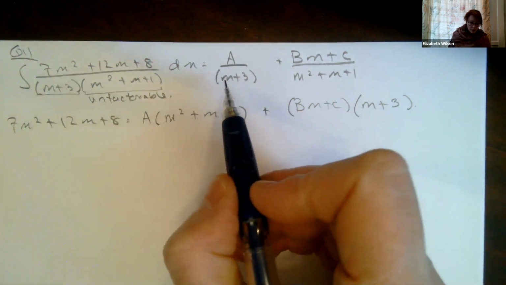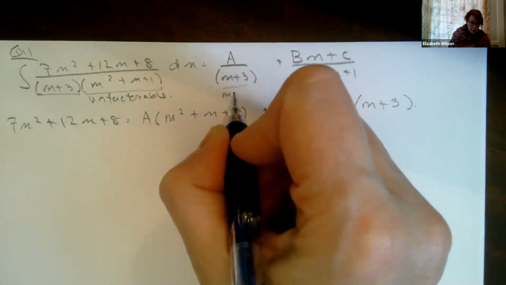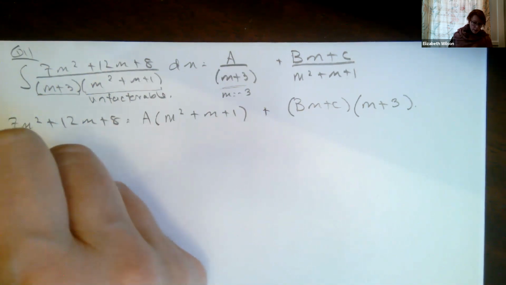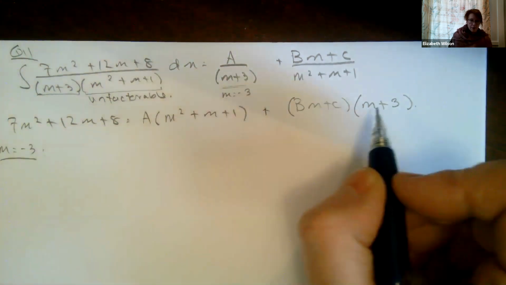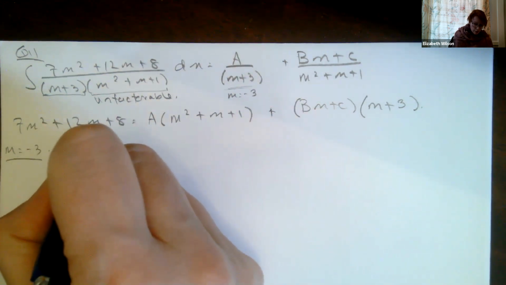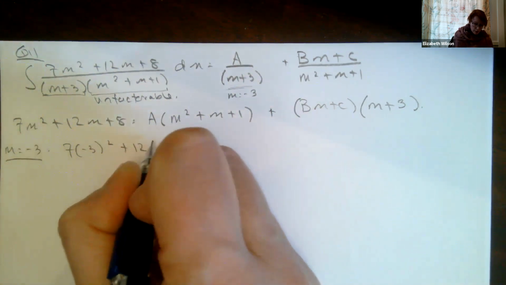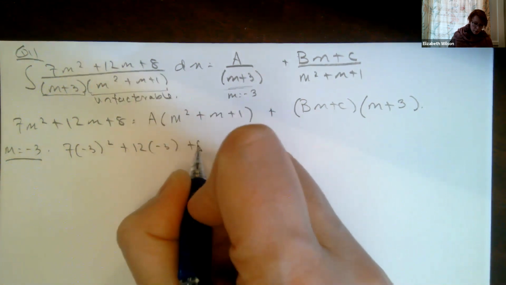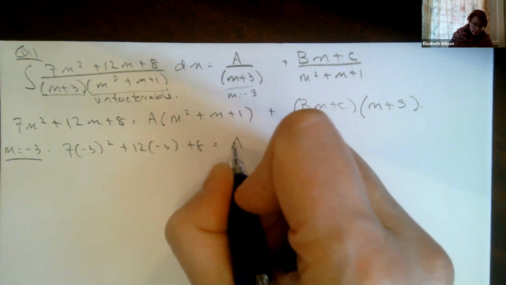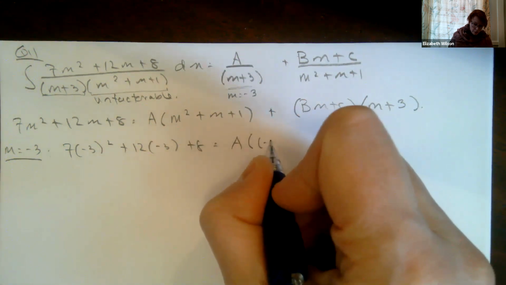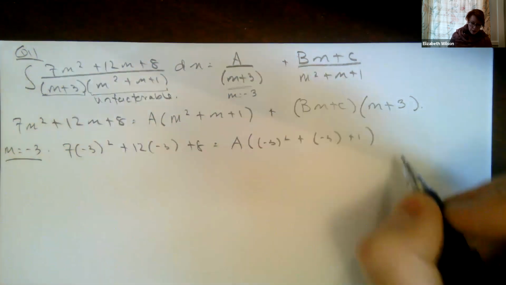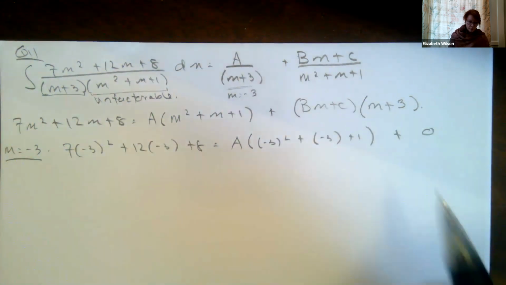Okay, so the first thing I can do is, this is my m equals minus 3. That's one of my solutions. So m equals minus 3, right? I can plug in everywhere I see an m, I have to plug in a minus 3. So right here, I'm going to go 7 times minus 3 squared plus 12 times minus 3 plus 8 equals, this one's going to go to 0. So this is going to be a times minus 3 squared plus minus 3 plus 1, right? And then this is going to be plus 0. That one goes to 0.